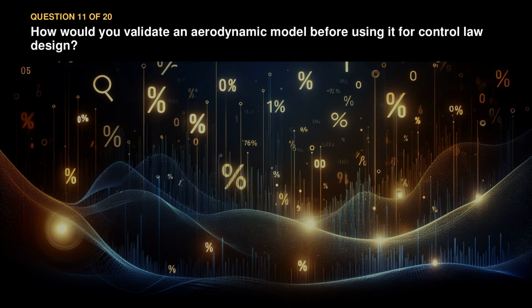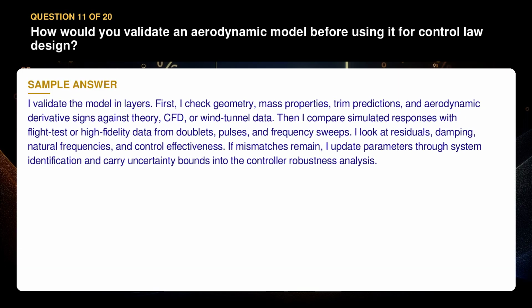Question 11. How would you validate an aerodynamic model before using it for control law design? I validate the model in layers. First, I check geometry, mass properties, trim predictions, and aerodynamic derivative signs against theory, CFD, or wind tunnel data. Then I compare simulated responses with flight test or high-fidelity data from doublets, pulses, and frequency sweeps. I look at residuals, damping, natural frequencies, and control effectiveness.